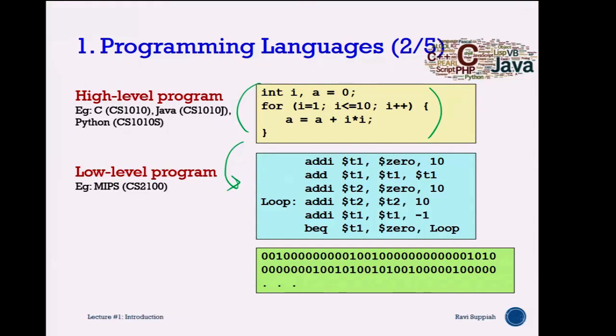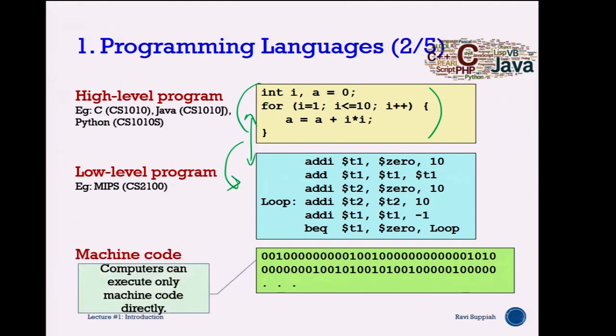As you can see, assembly language is a bit more troublesome because there are a lot more lines. This code and this code are actually doing the same thing. So you can see there are a lot more lines and it's not so reader friendly, if you do not know what the syntax is talking about.